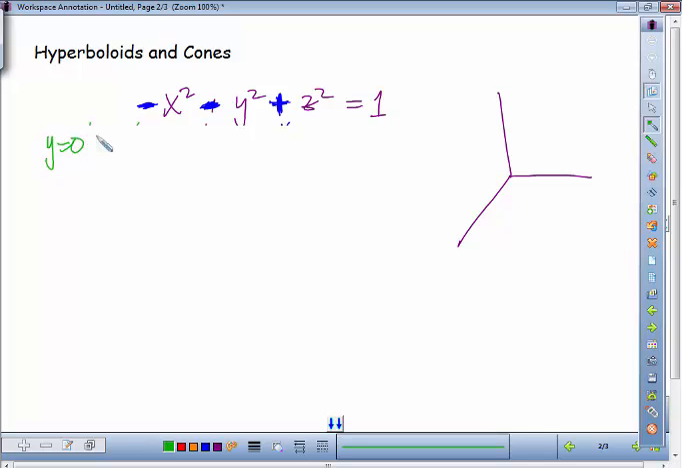On the xz plane, y is equal to 0, I have negative x squared plus z squared is equal to 1. What kind of equation is this? It's another hyperbola. Did the negative sign in the front throw you off? If you switch the order, you get z squared minus x squared, and it will be the same thing, right?